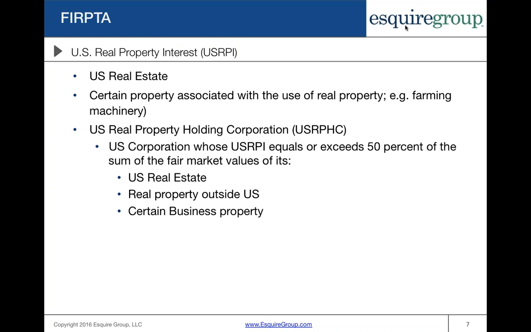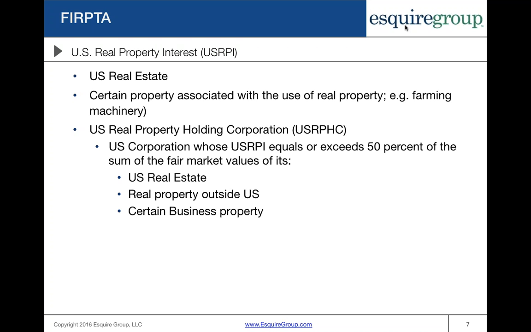And then there's something that I had mentioned earlier, which is a U.S. real property holding corporation. A U.S. real property holding corporation, most simply stated, is a U.S. corporation where the majority of the assets consist of U.S. real property interests. So more specifically defined, it's a U.S. corporation whose U.S. real property interests equal or exceed 50% of the sum of the fair market value of its U.S. real estate, real property outside the U.S., and certain business property. So for example, if you had a corporation and its only asset is a U.S. real property interest, so you have a U.S. corporation and all it does is own a piece of land, it's going to be a U.S. real property holding corporation.